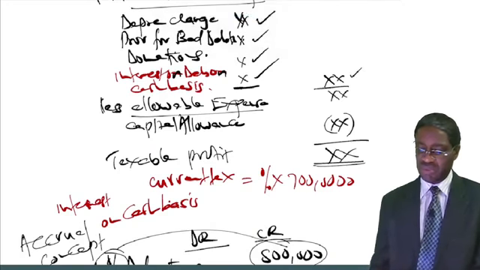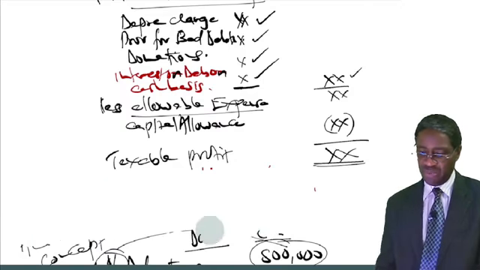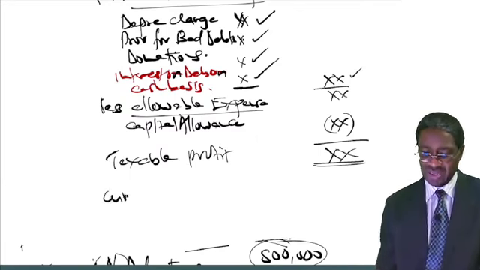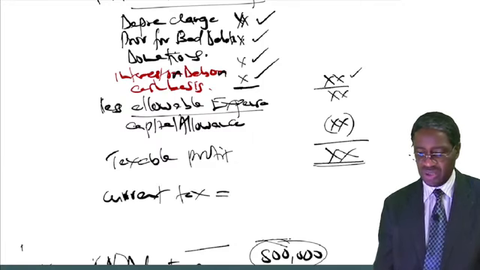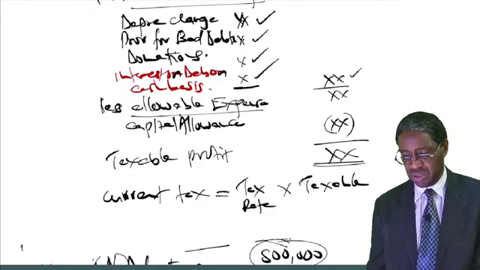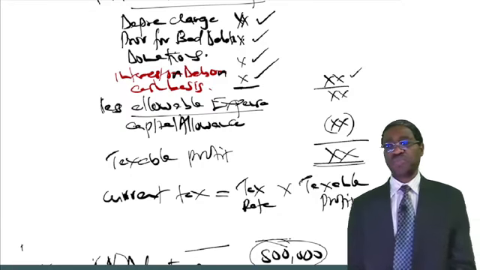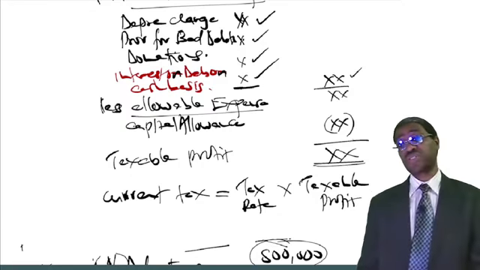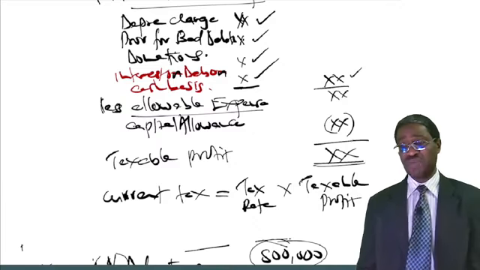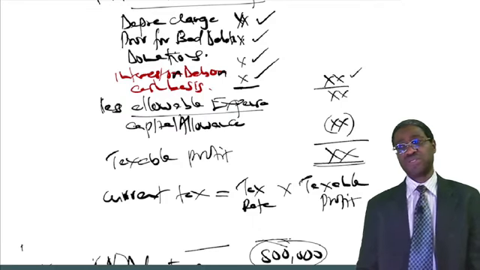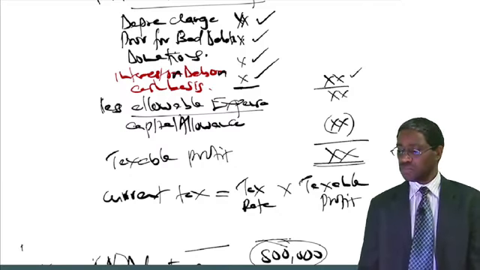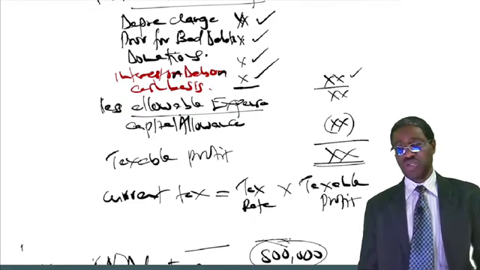Once you get that amount of the taxable profit, below there you can say current tax. Current tax is equal to tax rate times the taxable profit. You can put down that current tax is equal to the tax rate times the taxable profit. Good. Finish now. I want to develop the topic now. That's what we have covered so far.